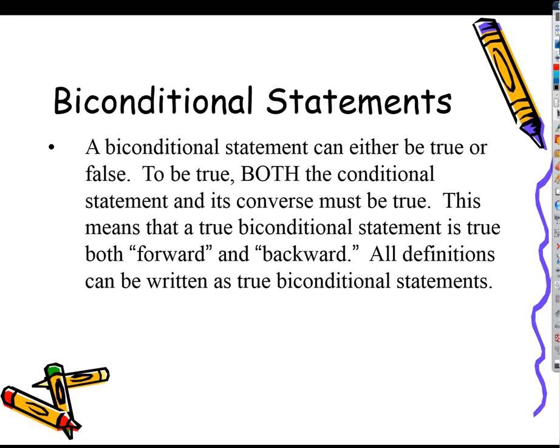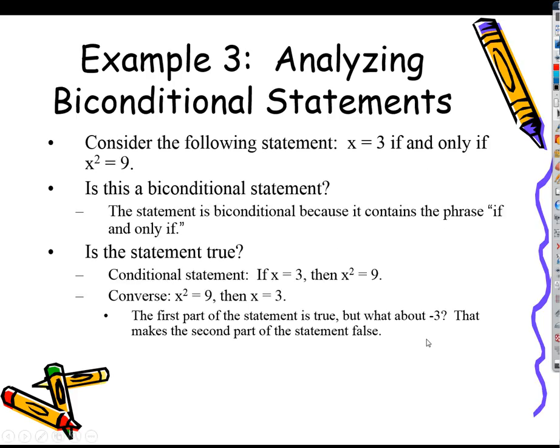Biconditional statements can be either true or false. Okay, we've looked at true examples. To be true, both the conditional statement and its converse must be true. And that's what examples we've looked at.